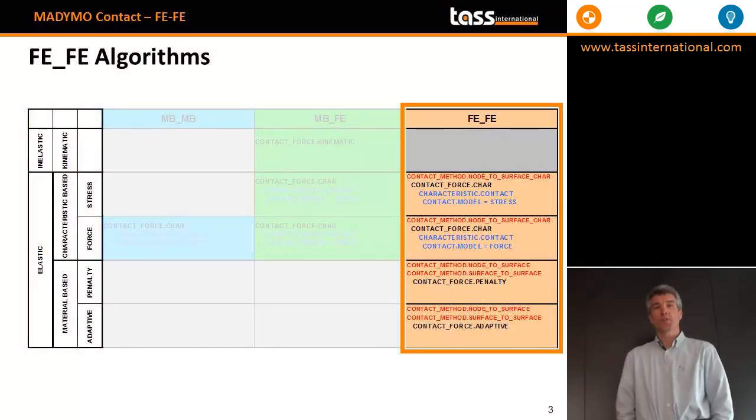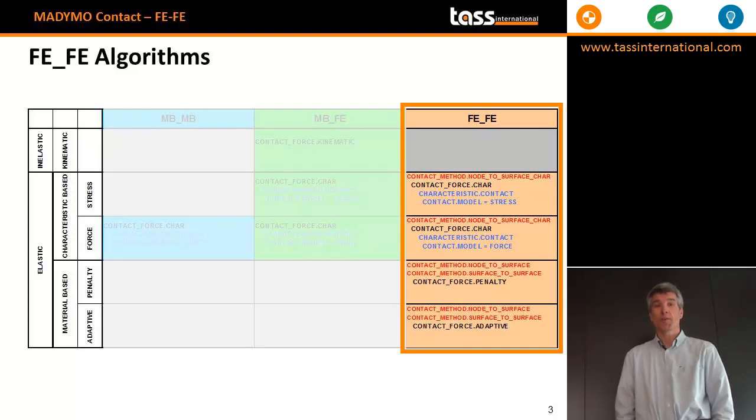In this slide you see an overview of the available FEFE algorithms. In principle, you could say there are two types of contact available, either characteristic-based or material-based. However, there are several flavors available. The characteristic-based contacts are of the type node-to-surface harm. They can be either stress or force-based. Force-based means that the penetration or the contact force due to the penetration is independent of the contact area. Stress means that the contact force depends on the contact area.